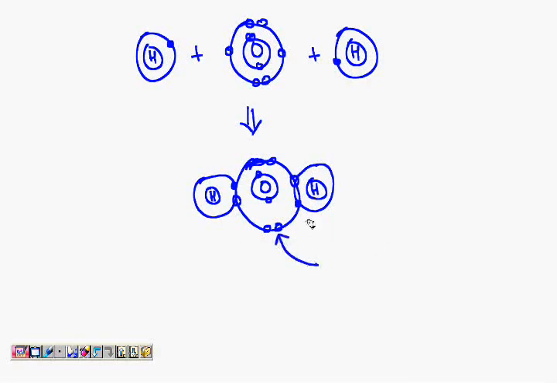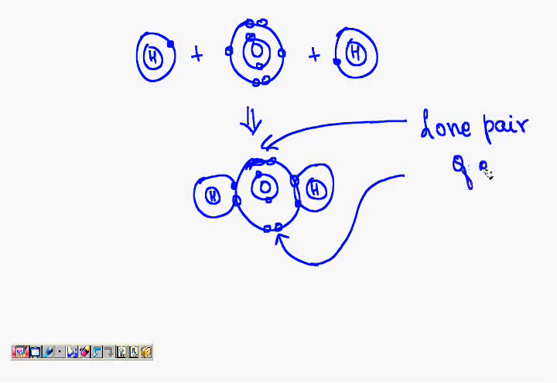Now this is about the formation of water molecule, but you can see over here there are 2 more pairs of electrons which are not shared at all. These are known as lone pairs of electrons. Alright, so these lone pairs of electrons also will have the ability to attract the positive charge.